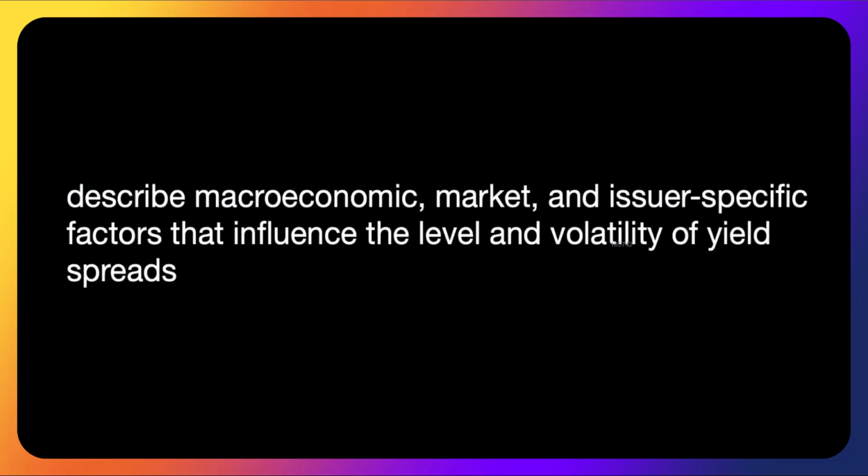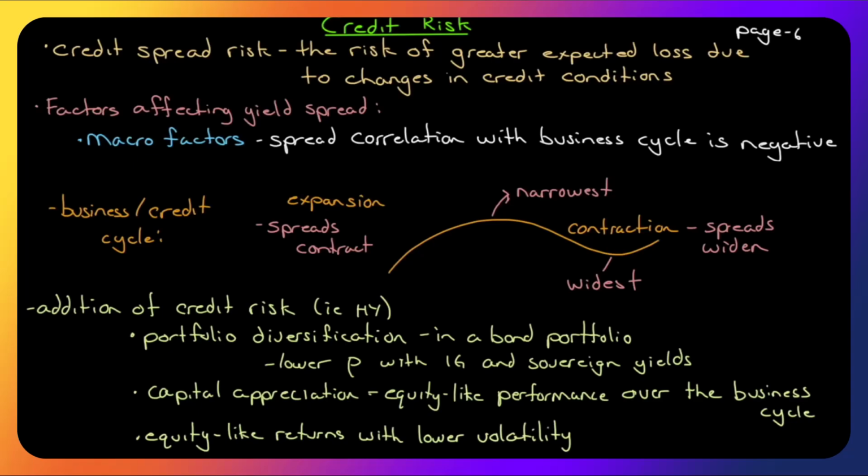Describe macroeconomic, market, and issuer-specific factors that influence the level and volatility of yield spreads. Okay, for factors affecting the yield spread, we have to define another term here, credit spread risk. That is the risk of greater expected loss due to changes in credit conditions. So we're going to look at factors that would change credit conditions. Let's begin with macro factors.